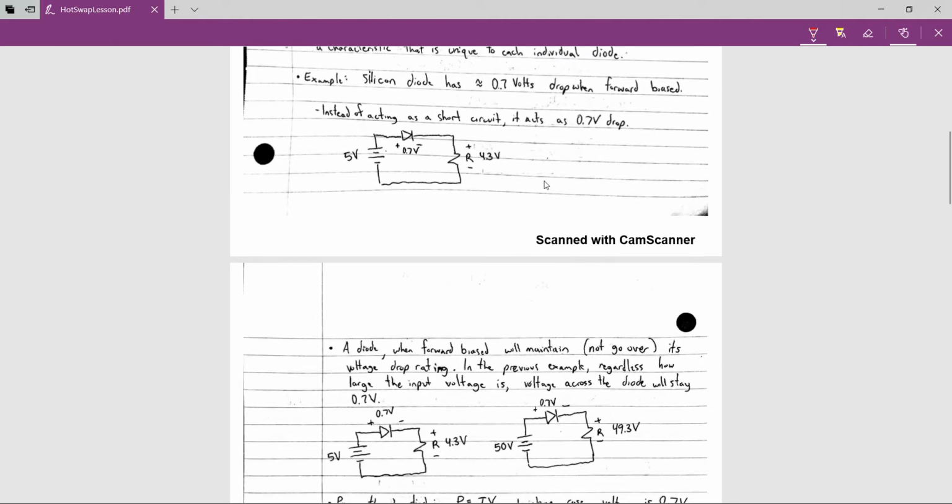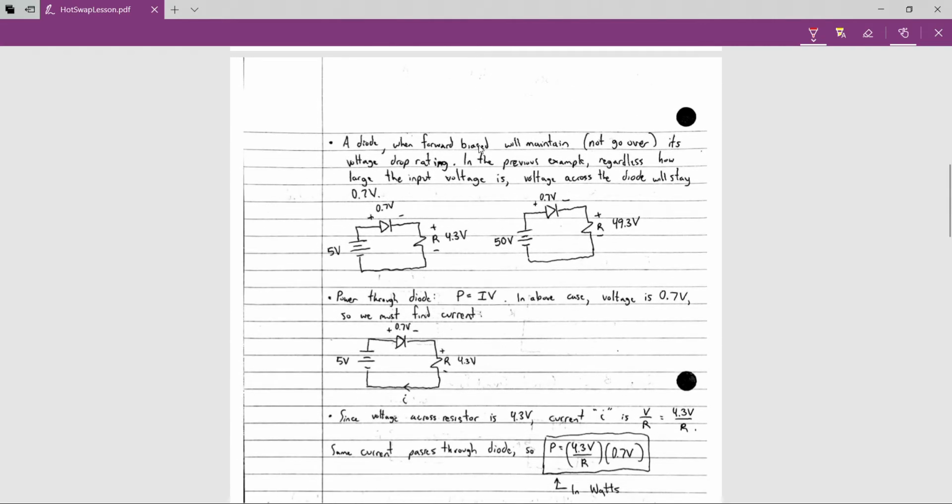So, as I have it drawn in here, if I have that same circuit I showed you before, instead of this diode becoming just a straight wire, it's going to act as a 0.7 volt drop. And so I have 5 volts here minus 0.7, so I'm going to have 4.3 volts across this resistor, across the remaining circuit. As I mentioned, when a diode is forward biased, it will maintain its voltage, whatever the specific diode's rating is.